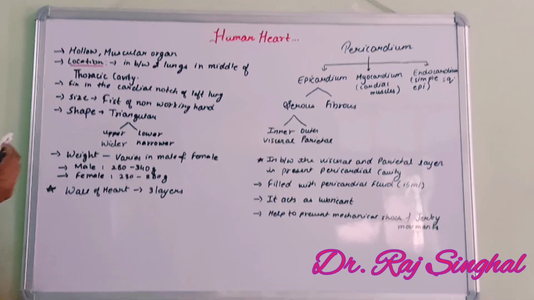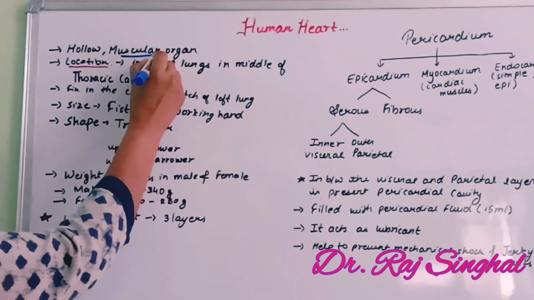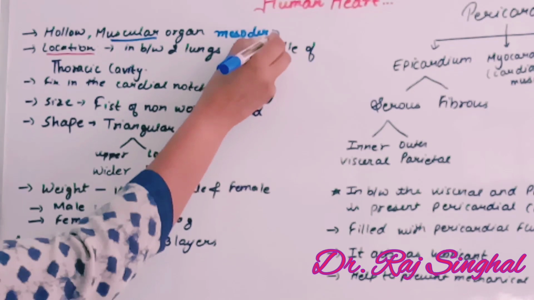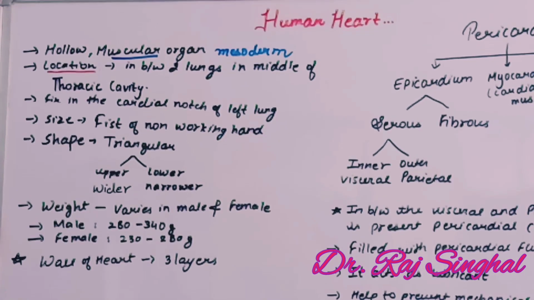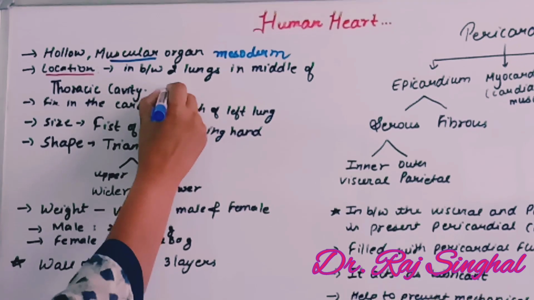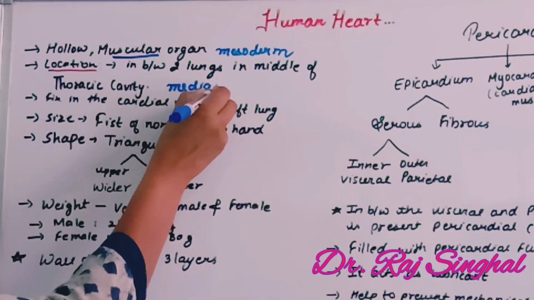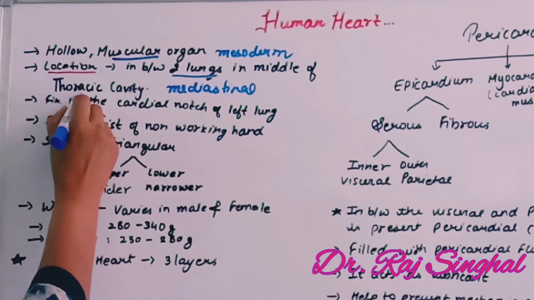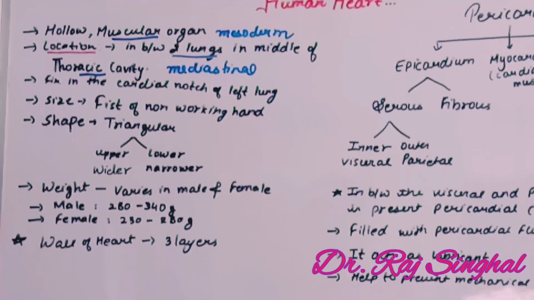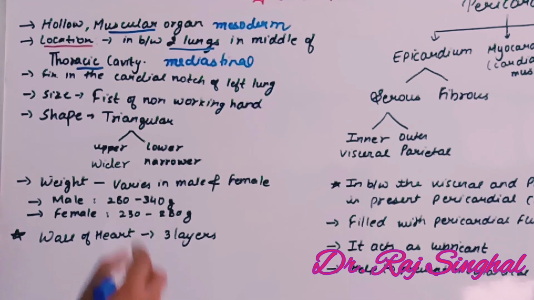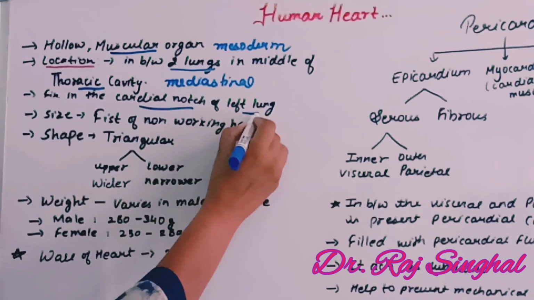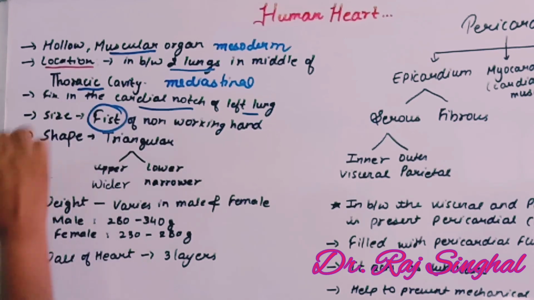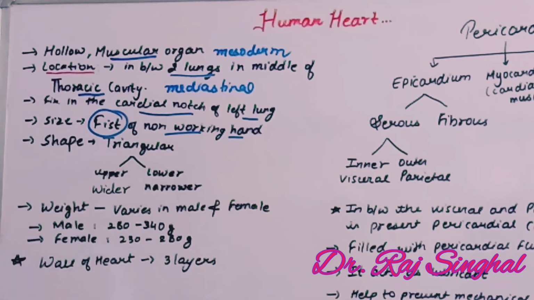Human heart is a hollow muscular organ which is derived from mesoderm. It is located in the mediastinum, that is between both the lungs, slightly left in the thoracic cavity. It is fixed in the cardiac notch of the left lung. Its size is approximately the fist of the non-working hand.